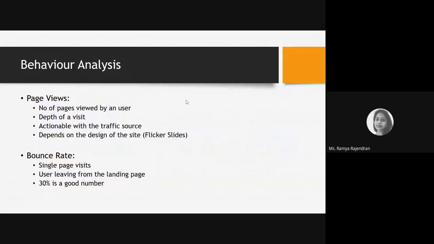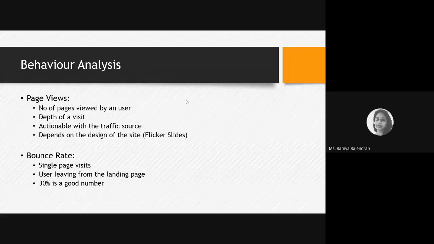The next metric is page views. As the metric name says, it is the number of pages viewed by a user in a particular website. It gives a depth of the visit. It is very much applicable to content websites. More page views means more engagement with the visitor. One can calculate an average number of page views per visitor.